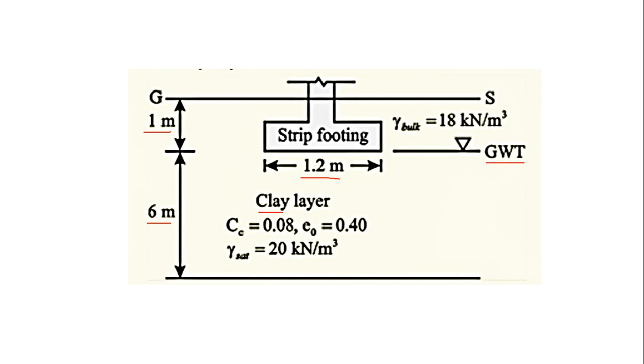Now if you observe above the water table, the bulk unit weight of clay is given as 18 kilonewton per meter cube, and beneath the footing we are having some additional soil properties such as the compression index which is 0.08, initial void ratio given as 0.40, and the saturated unit weight of the soil as 20 kilonewton per meter cube. So with this data we need to calculate the settlement of the strip footing. So let us see how to do that.